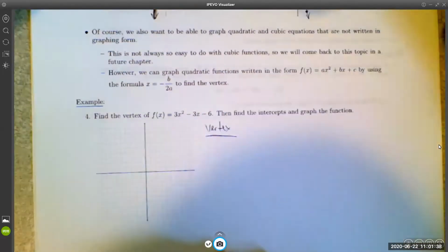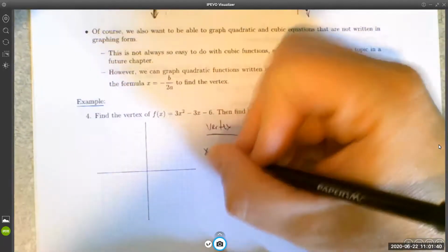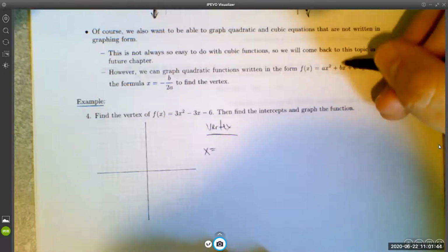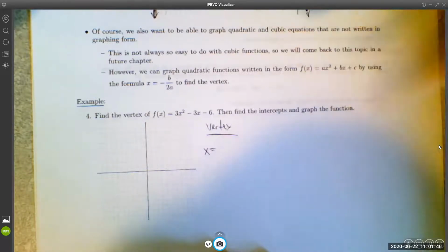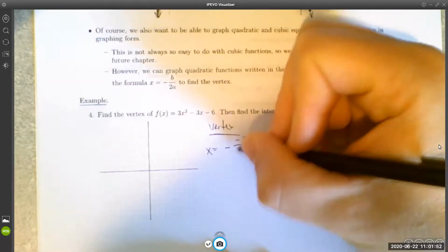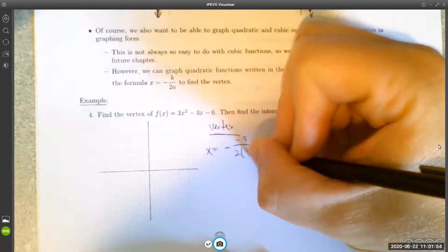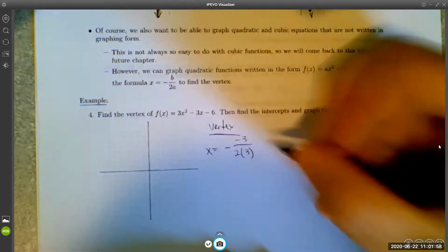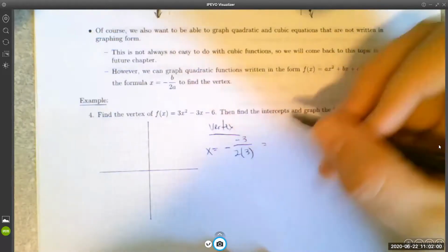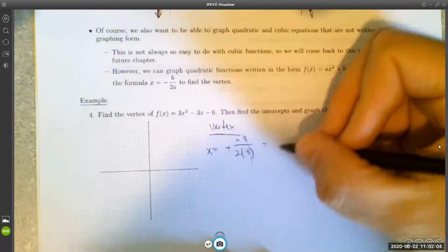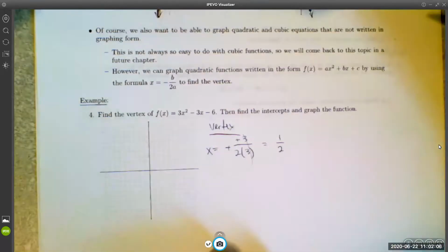So as far as the vertex is concerned, x equals negative b over 2a, right? b is the coefficient on the x term, a is the coefficient on the x squared term. So x is going to be negative b over 2a. Well, the 3's will cancel. At least the negative signs will cancel. This is going to be 1/2, right? So x equals 1/2.